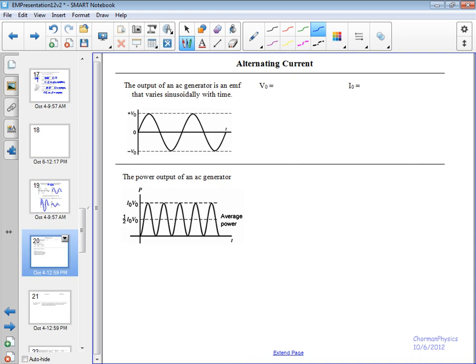So, alternating current: we get this nice little sine function detailing our EMF and our current over time. V naught is the peak or maximum voltage. You see that on the graph here, and we're going to refer to it as this.